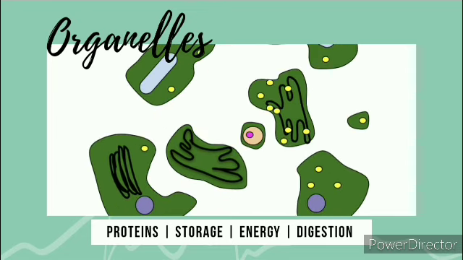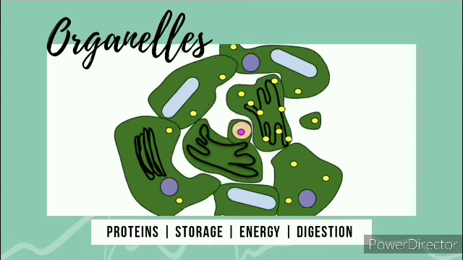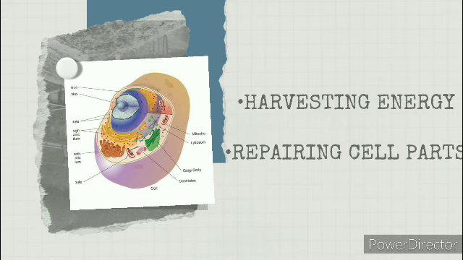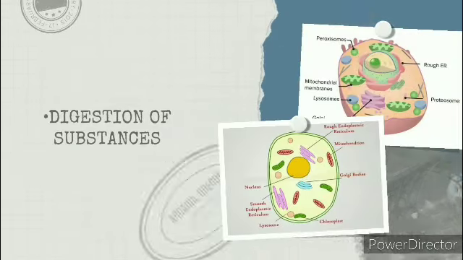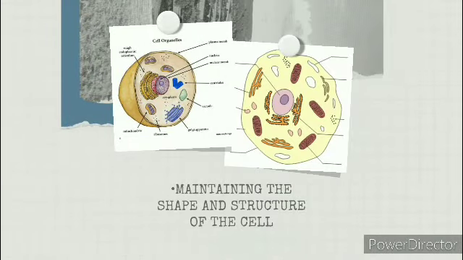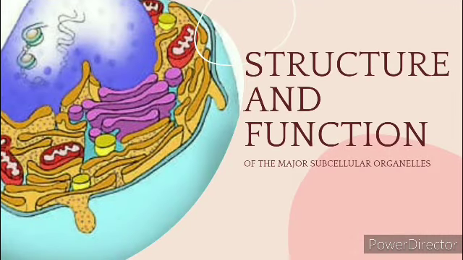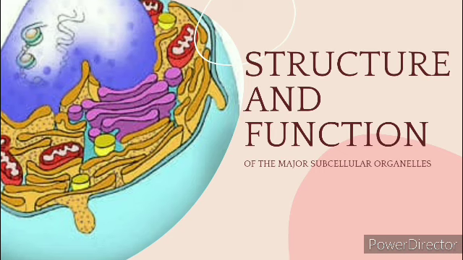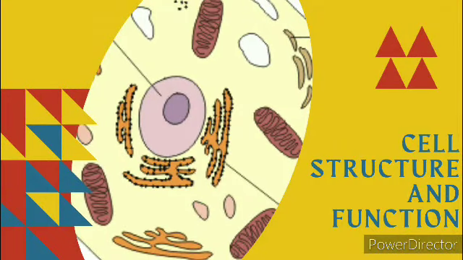These organelles perform a variety of functions like production of proteins, storage, harvesting energy, repairing cell parts, digestion of substances, and maintaining the shape and structure of the cell. So in this lesson, you will describe the structure and functions of major subcellular organelles. This time, we will be learning the cell structure and functions.